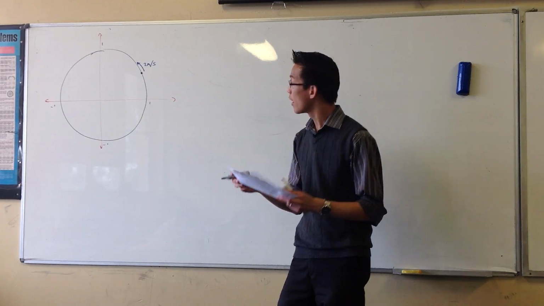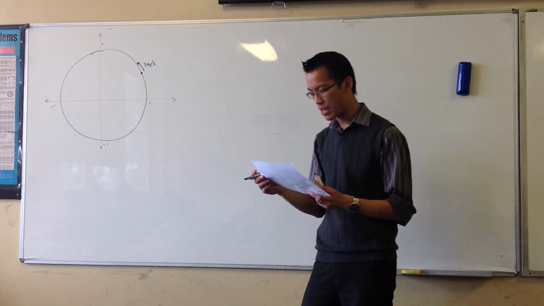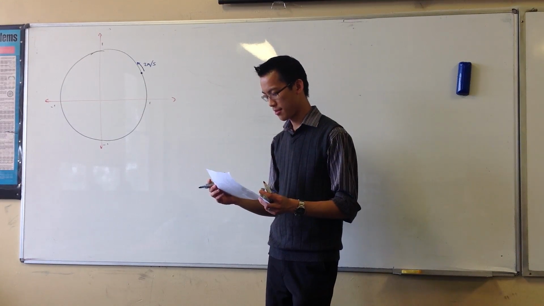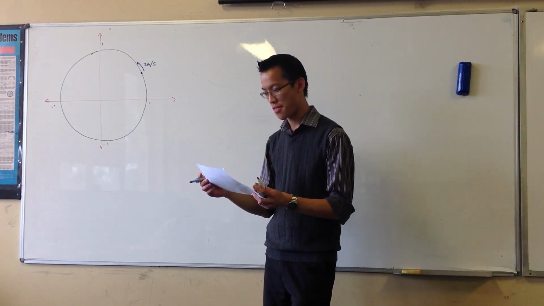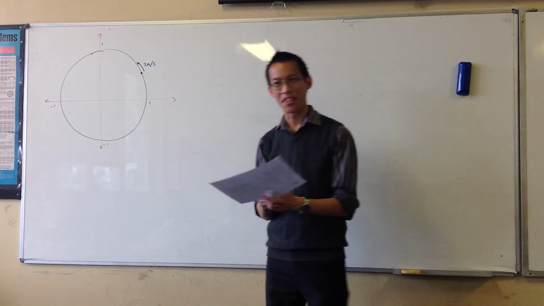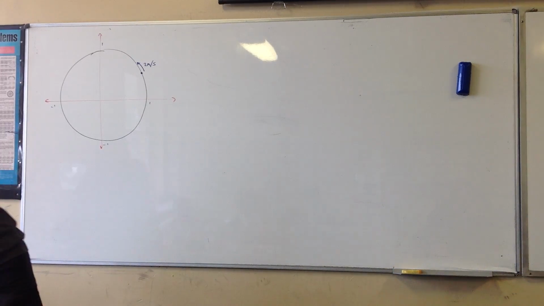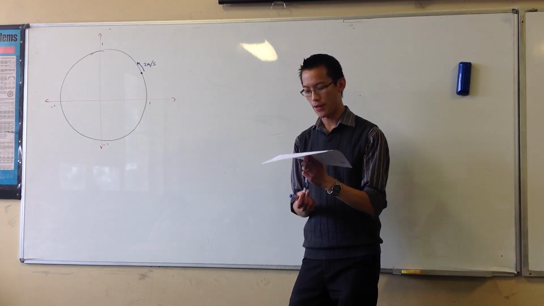Okay? Alright, so the question is, find an expression for the rate of change of its x-coordinate in terms of x when the point is above the x-axis. Okay. So, there's a lot there. Let's try and piece it together. Number 1, find an expression for the rate of change of its x-coordinate.